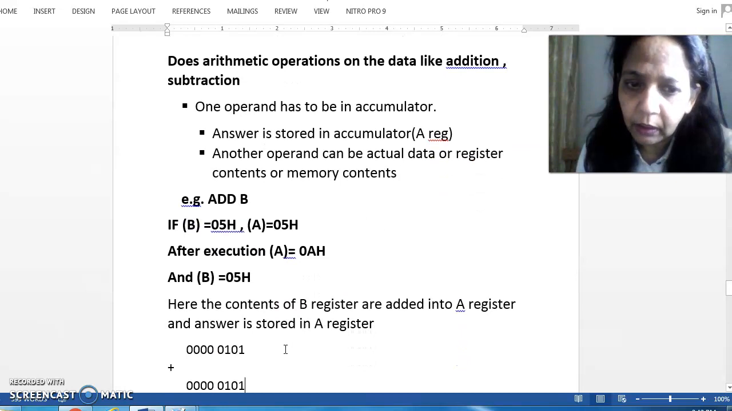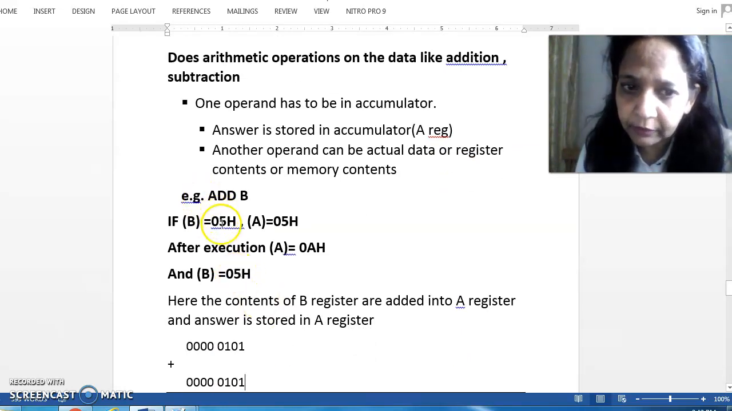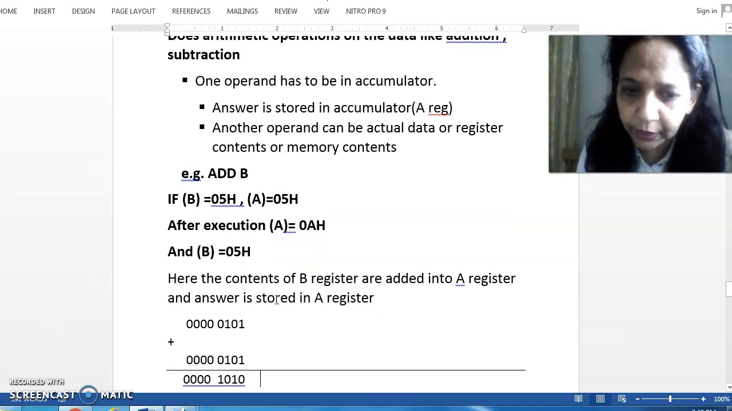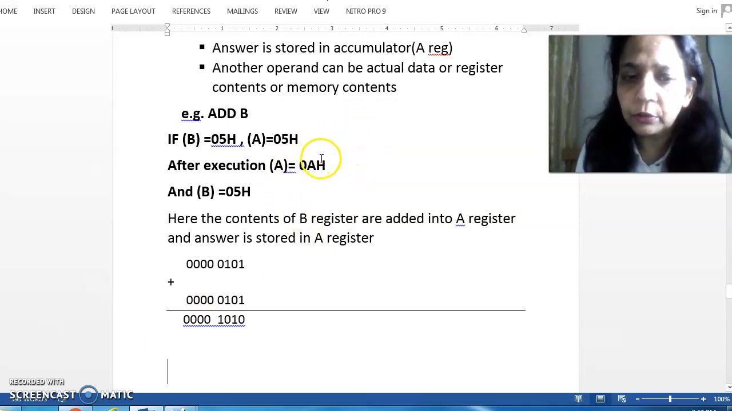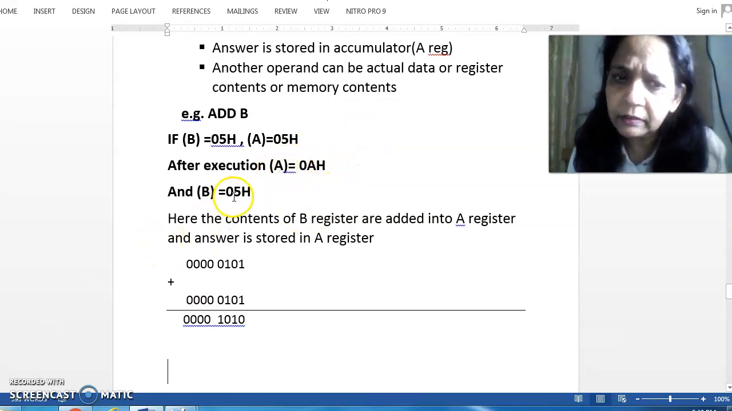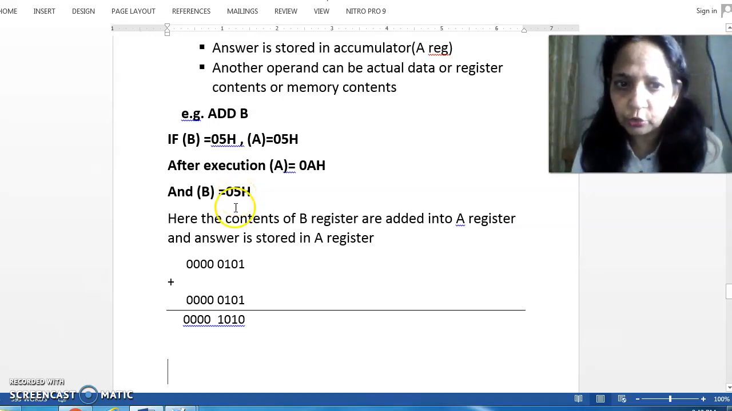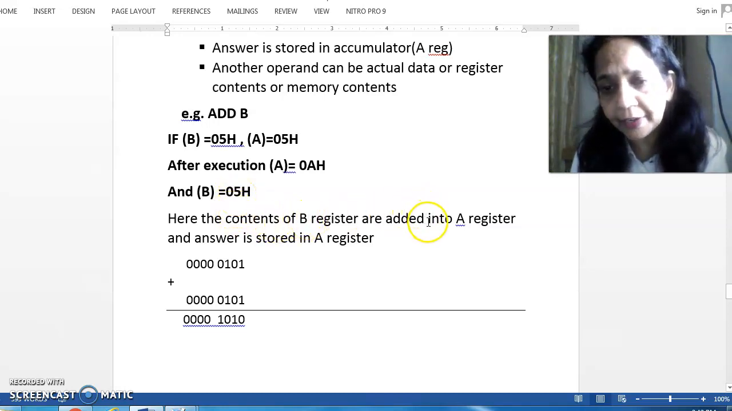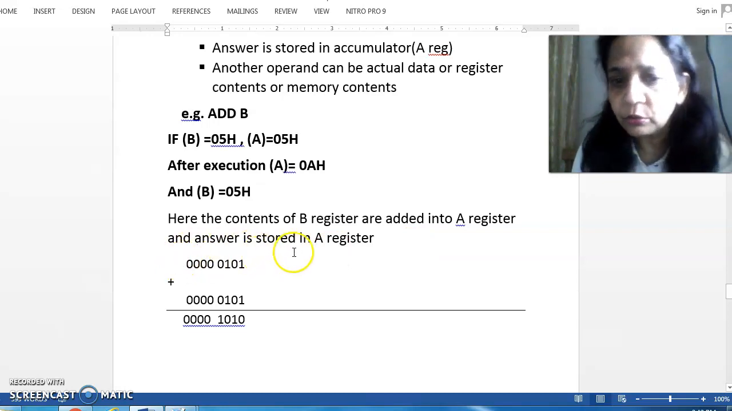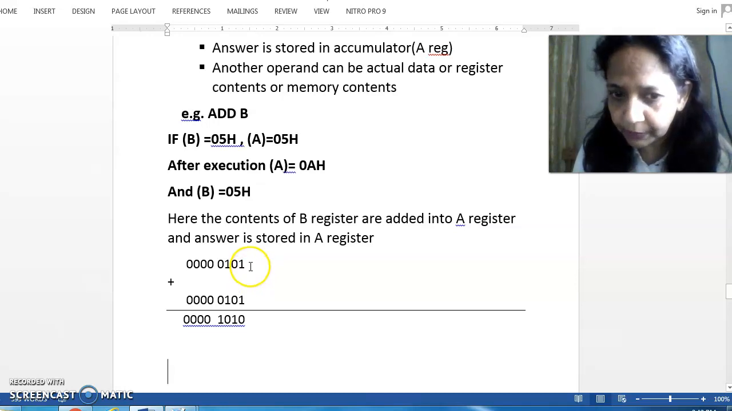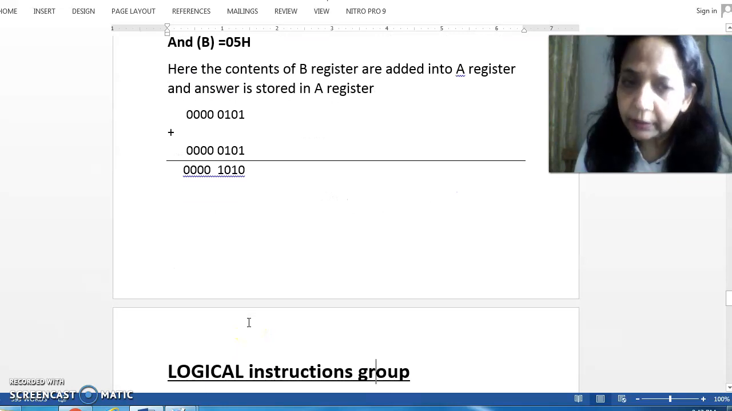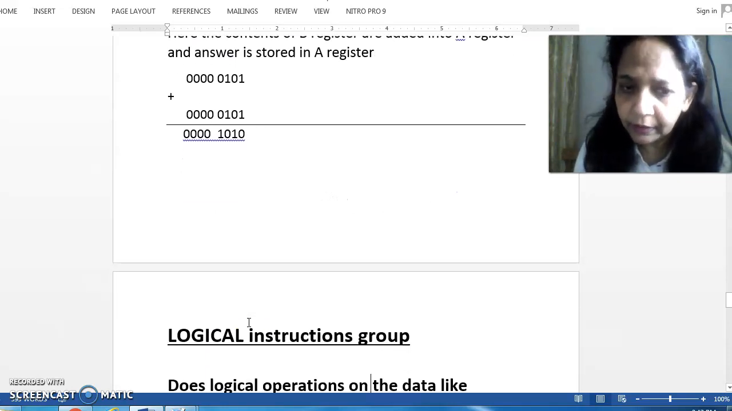Hence here, for example, B register has 05 and A register has 05. 05 plus 05, the answer you get is nothing but 0A. That answer is now stored in the accumulator, and the B register contents remain the same, they do not change. So the contents of B register are added into A register and the answer is stored in the A register. This is how the addition will be done. Detailed study will be done later on.